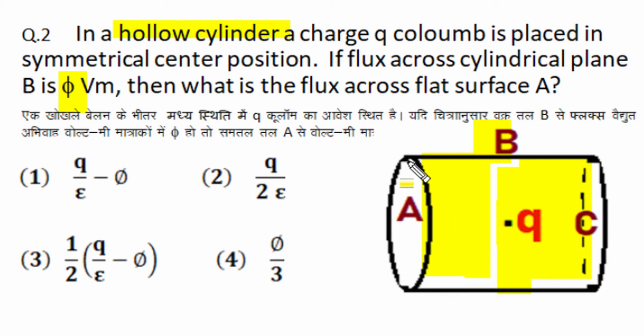So we know if this cylindrical surface encloses q charge, then the total amount of flux from this entire closed surface is q upon epsilon, and since out of this total q upon epsilon flux, phi flux is coming out from the B cylindrical portion, the remaining flux is q upon epsilon minus phi, and since this charge has a symmetrical position with respect to surface A and surface C, the total remaining flux q upon epsilon minus phi divides equally between A and C. So the flat surface A will have half of q upon epsilon minus phi flux, as denoted by option 3 here.